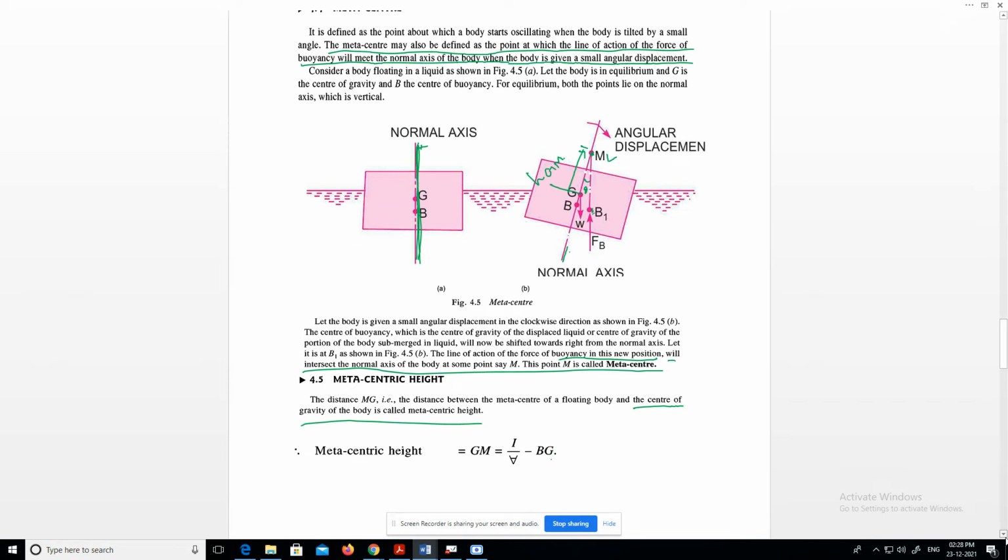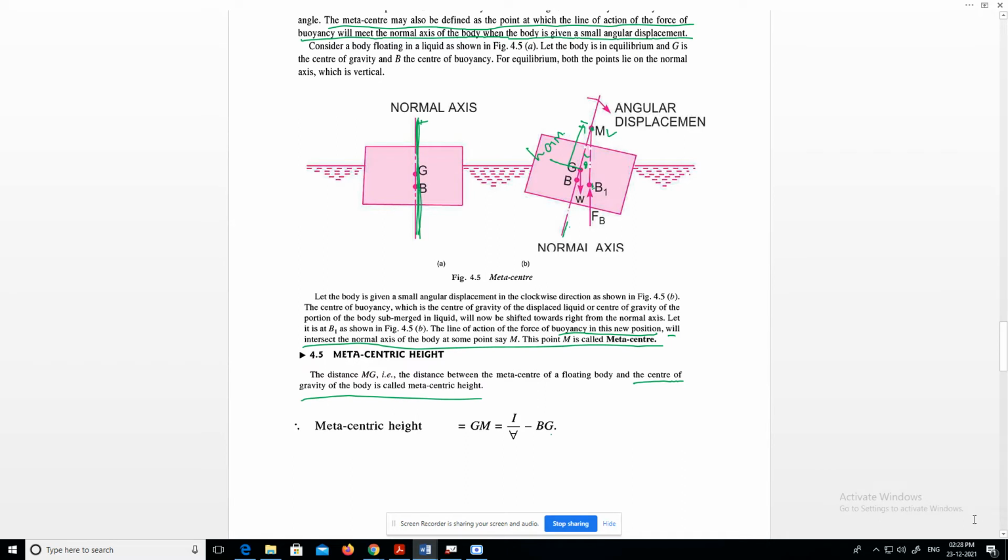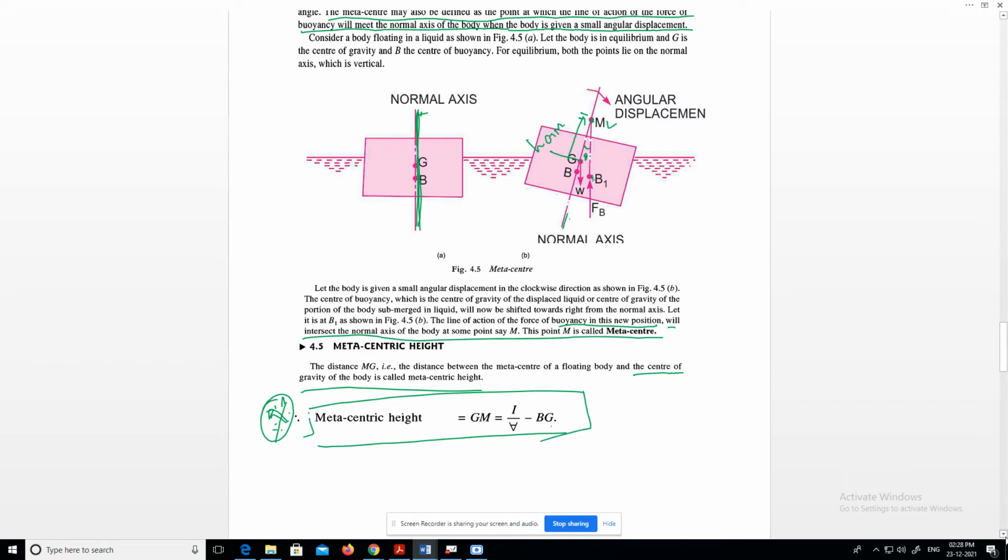Okay, that's a very important formula. You have to remember it, keep it in your mind. It's a very important formula. By using these relations, we are able to find out the remaining things.